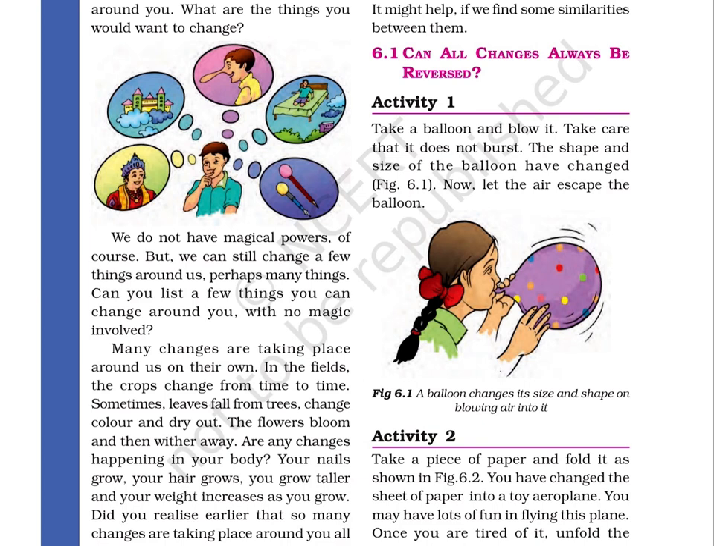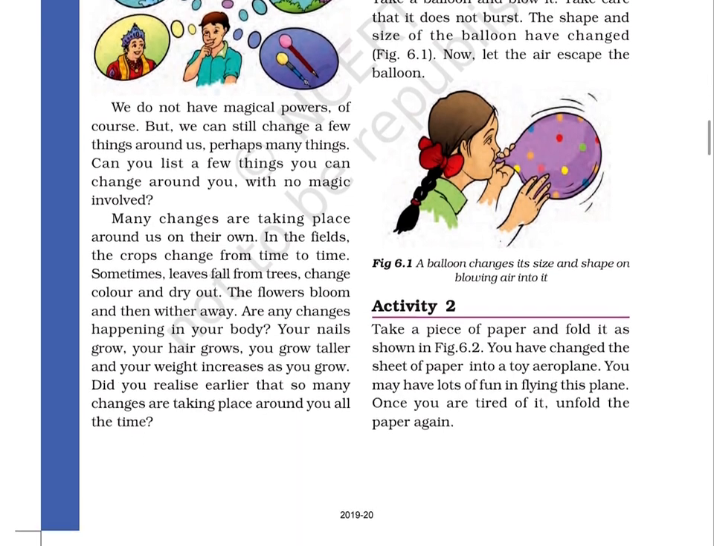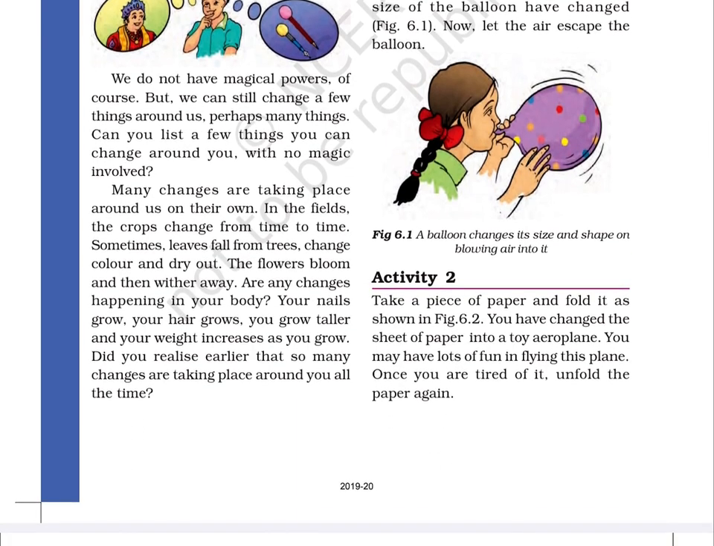Many changes are taking place around us on their own. In the fields, the crops change from time to time. Sometimes leaves fall from trees, change color, and dry out. The flowers bloom and then wither away. Are any changes happening in your body? Your nails grow, your hair grows. You grow taller and your weight increases as you grow. Did you realize earlier that so many changes are taking place around you all the time?